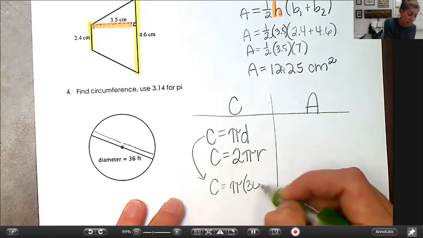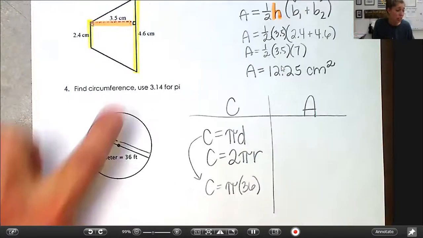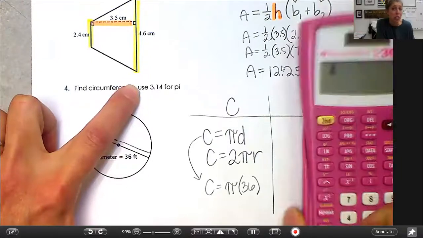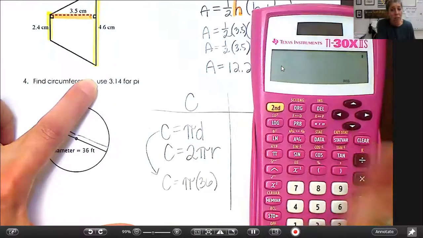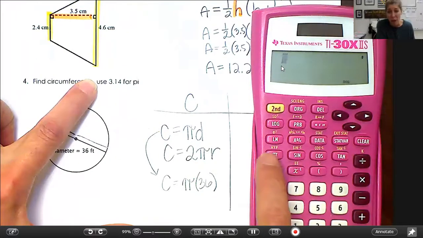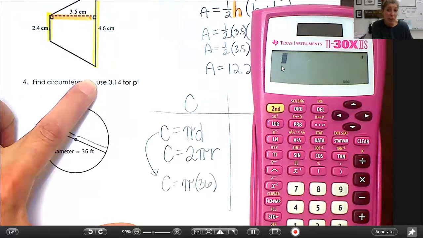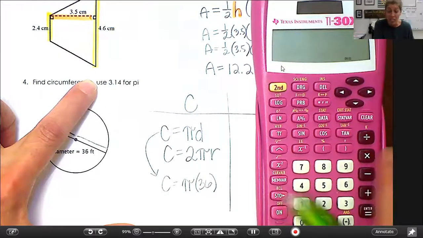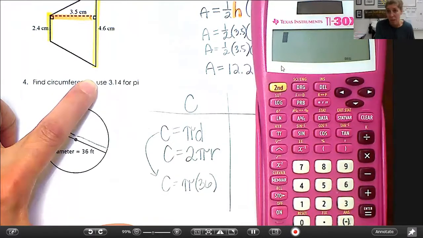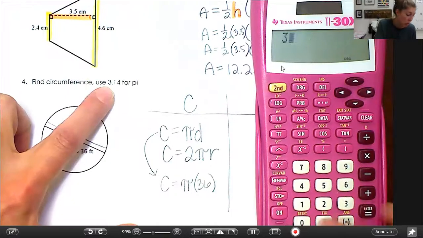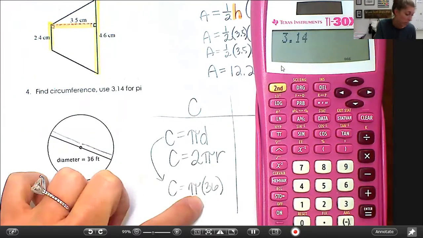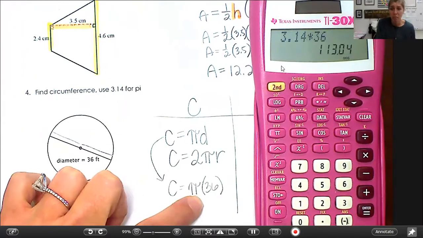So honestly, since this gives me the diameter of 36, I'm just going to use this one and do pi times 36. Now, this is true for your homework as well. I want you to use 3.14. If you have a calculator like this, you do have a pi button, but some kids don't, and I need to make sure that we all get the same answers regardless. So we're going to use 3.14 for pi times 36.